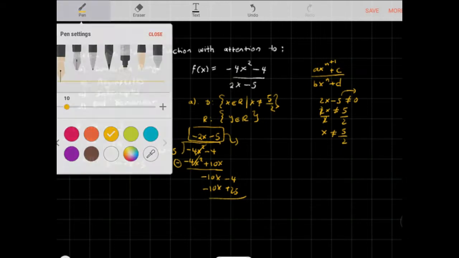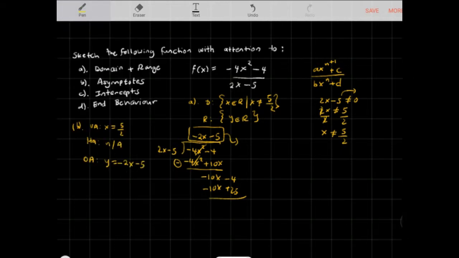Now, the oblique asymptote is a linear equation. To plot this out quickly, let's find the x and y intercepts of our oblique asymptote. I want to find the x-intercept, so I'm going to let y equal 0. Negative 2x minus 5 is equal to 0. Move the 5 to the other side: negative 2x is equal to 5, so x is equal to negative 5 over 2. So the x-intercept of the oblique asymptote is negative 5 over 2, 0.